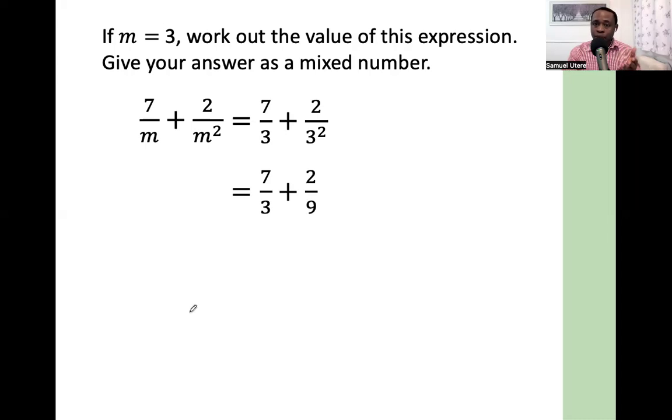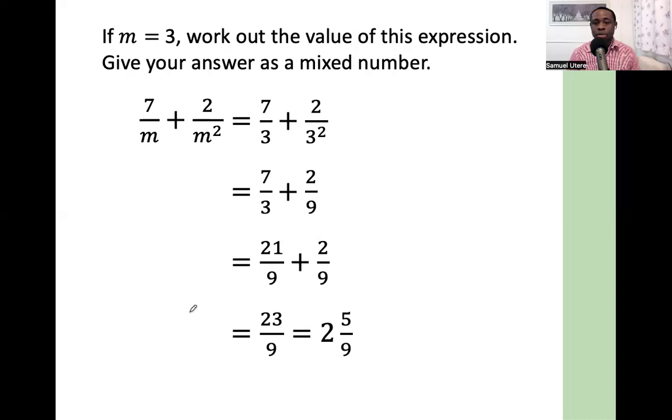Do you recognize a fraction like this? You can see that they share a common multiple of 9. So we'll have to make that one an equivalent fraction that has a denominator of 9. So of course, we'll have to multiply by 3. So that will be 21/9 plus 2/9. And that will give us 23/9. If we change that to a mixed number, that will be 2 5/9.